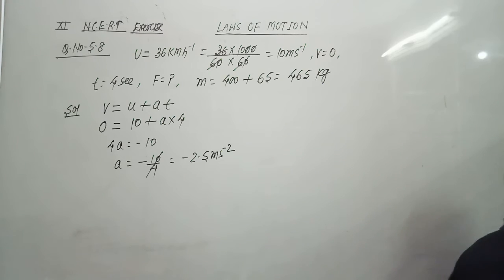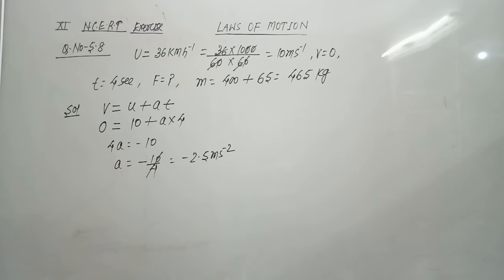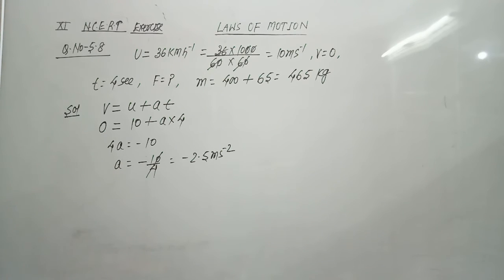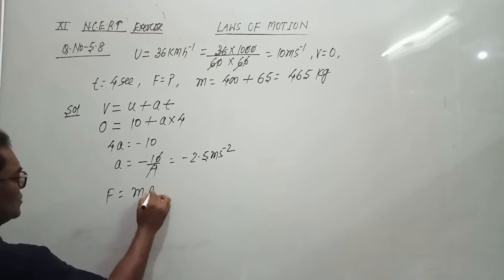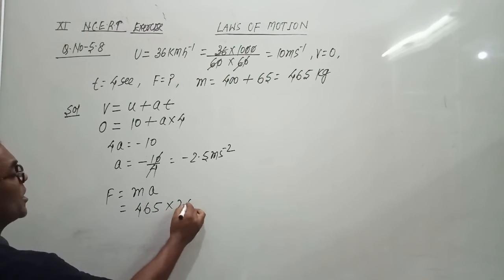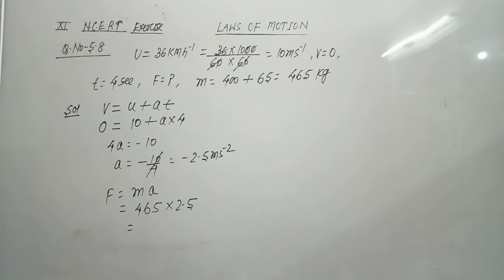The magnitude of the acceleration is always positive. So the magnitude of the acceleration is 2.5, and the minus sign shows that the acceleration is retarding. Then we have to calculate the force acting. The formula is force F equals mass into acceleration. The total mass 465 is used, into 2.5. The minus sign only shows the direction, not the magnitude, so for finding the magnitude we ignore the minus sign of acceleration.